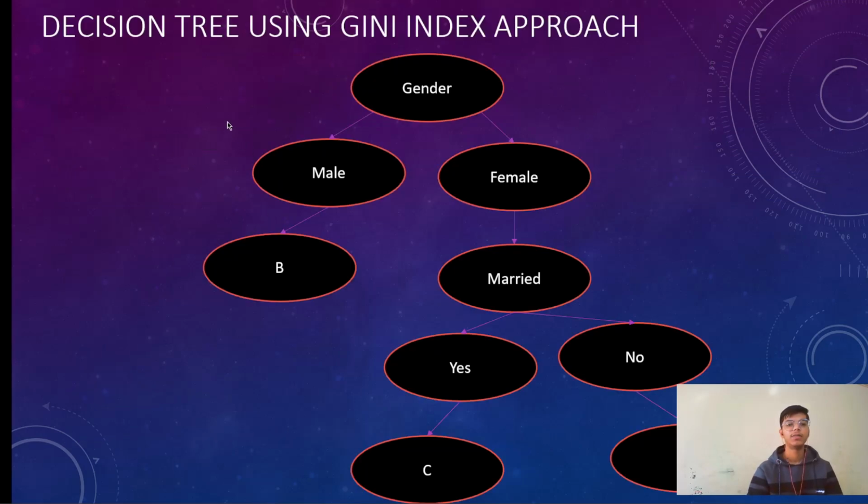Now the decision tree with respect to the Gini index approach will be similar to the decision tree of the entropy and information gain approach. If the gender of the person is male, then he will come under the B class, and if the person is female and she is married, then she will come under the C risk class, and if she is not married, then she will come under the A risk class.